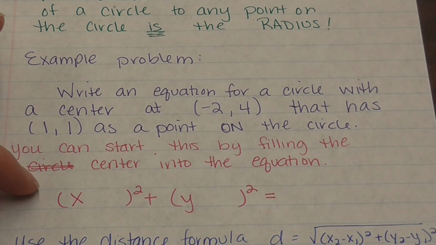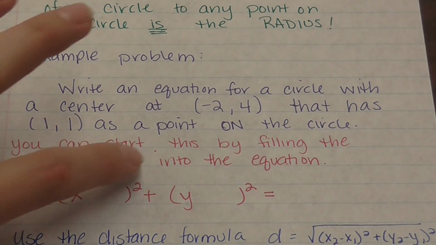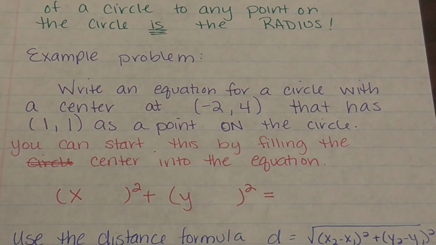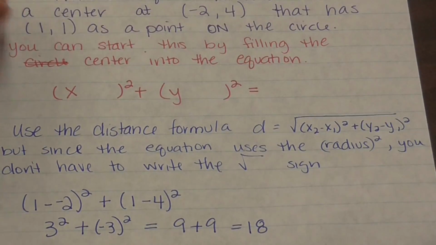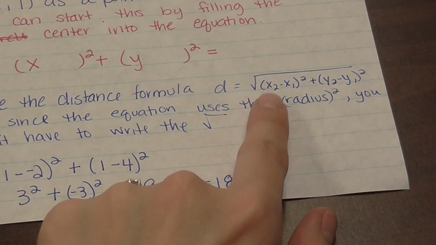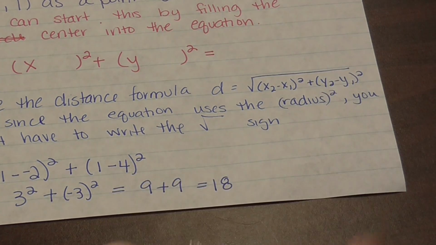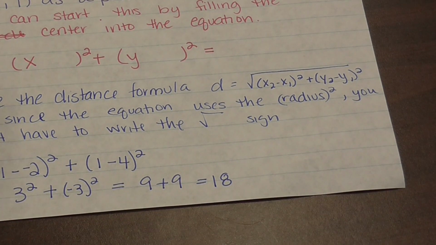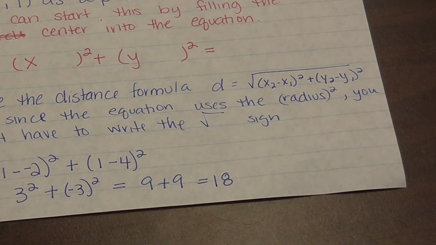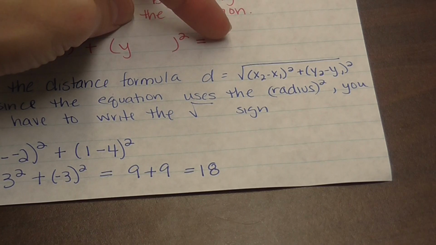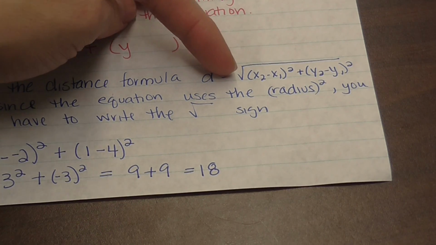So you can start this by just filling in the blanks. We have (x add something) squared plus (y add something) squared equals, and we don't know. So we can use the distance formula, which is the square root of (x sub 2 minus x sub 1) squared plus (y sub 2 minus y sub 1) squared. Since the equation uses radius squared, this number down here is your radius squared. I don't even have to write the square root sign.